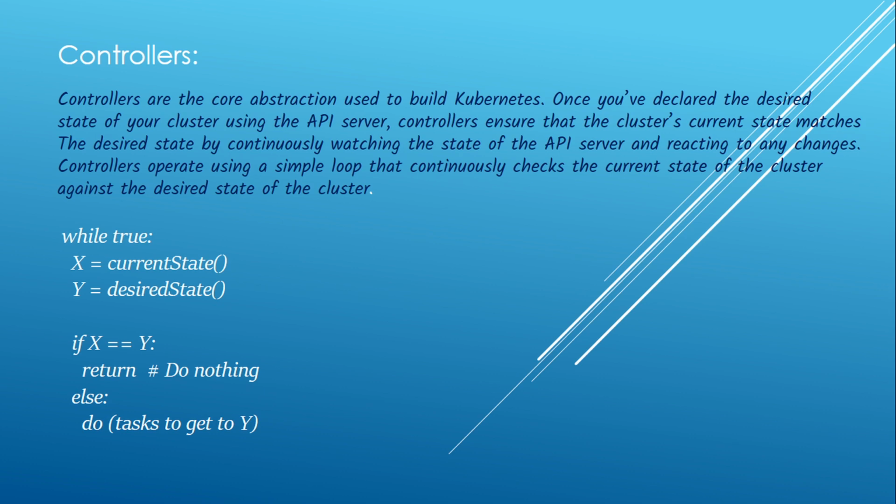For example, initially we want a certain state: whatever applications and pods we are running should be in a running state only. That means the status should be in good condition, and that condition should be maintained.